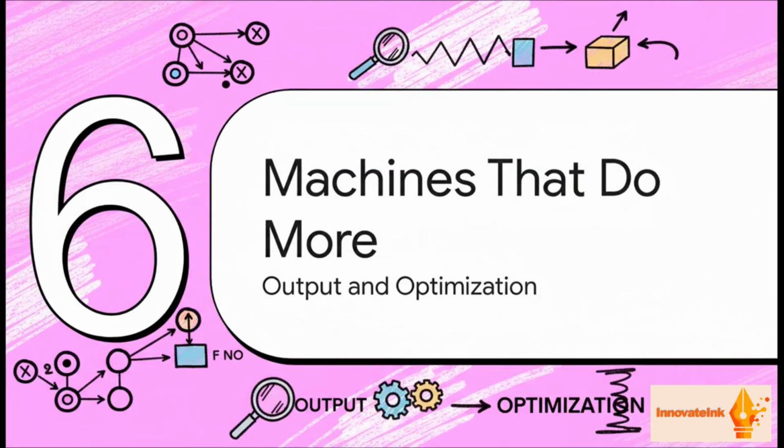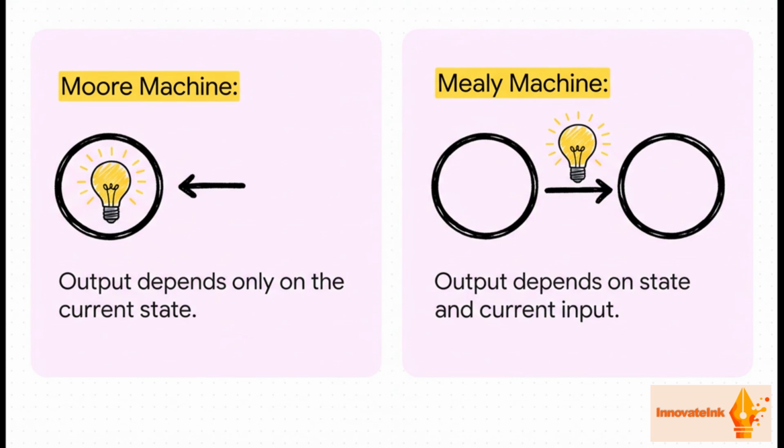All right, so we've got machines that can say yes or no to a string. They're great bouncers for our language club. But what if we wanted them to do more? What if we wanted them to actually produce some kind of output? Well, it turns out we can do that, and we can even optimize them to be the best possible versions of themselves. So, let's meet a couple of new players.